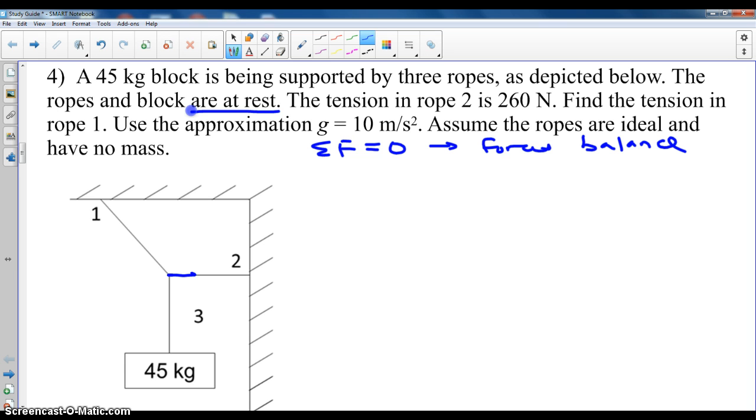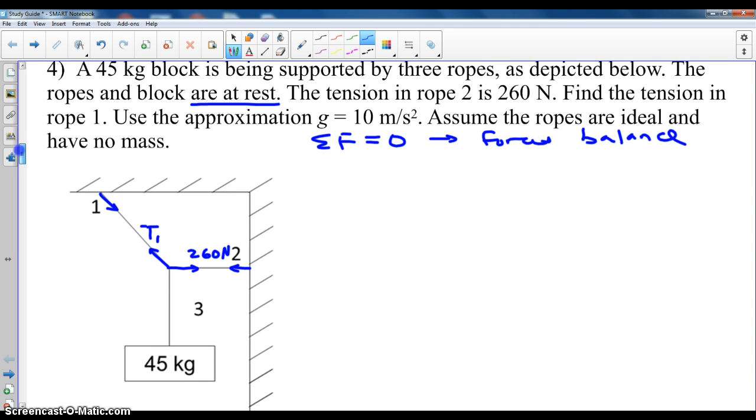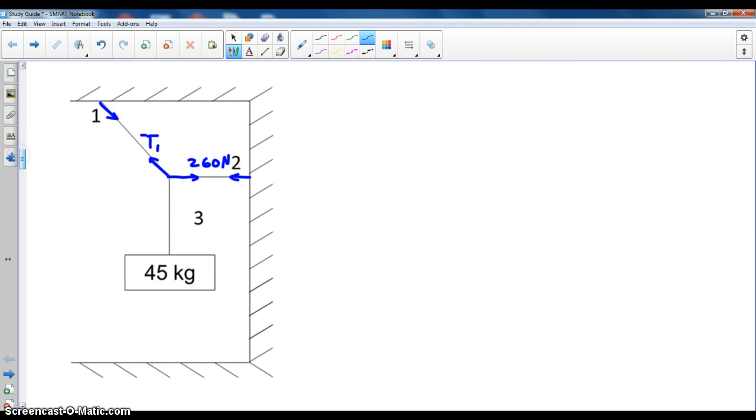That means the two ends are pulled in with 260. Find the tension in rope 1. The two ends of rope 1 are being pulled back to the middle. The value of the tension is T1. Now, assume the ropes are ideal and have no mass. That means don't draw force arrows for the rope's weight. They don't have any weight, no gravity, no mass.